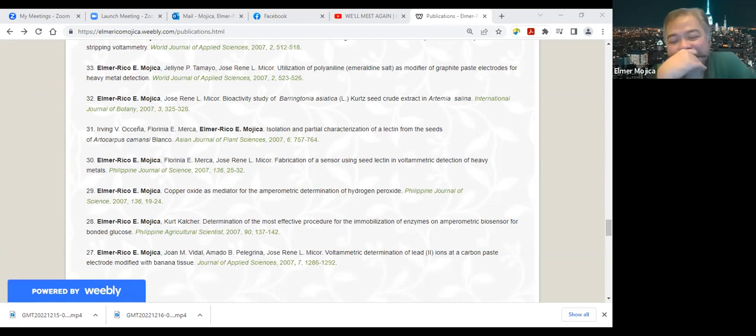The sugar meter. What do you think is the technique behind the sugar meter? Ano specifically sa electrochemistry yung sugar meter? Anyone? Anong metri? Kasi lahat dito ang metri eh. Voltammetry, potentiometry, ano pa? Coulometry. Ano pang metri? Amperometry.